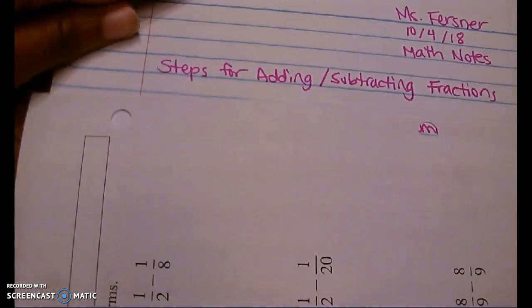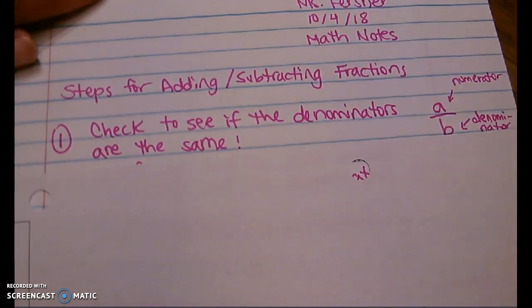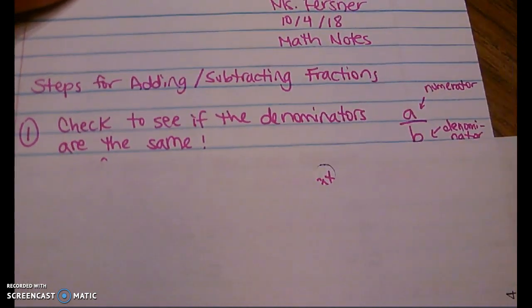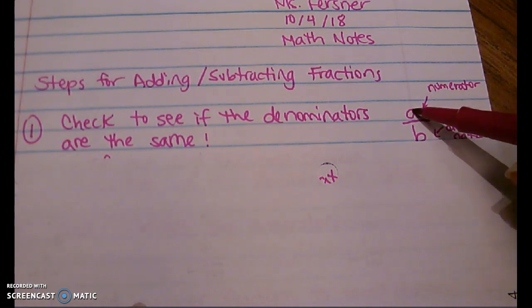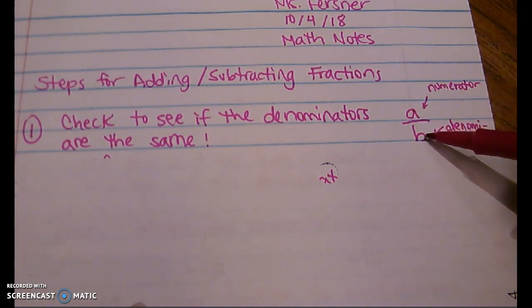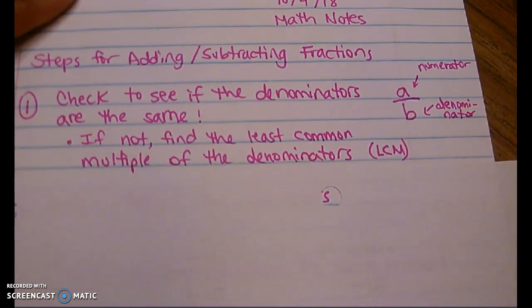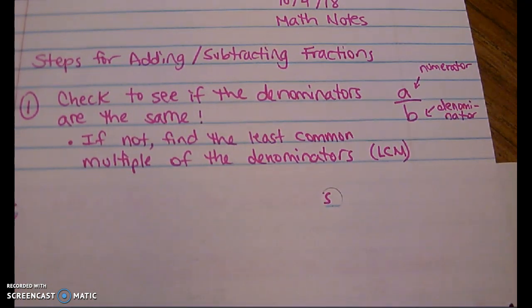Now, step 1 is going to be when you see your problem to check to see if the denominators are the same. For those of you who have forgotten, in a fraction where A is over B, A will represent the numerator and B will represent the denominator. If you have two fractions that you're either adding or subtracting, the denominators must be the same. If they are not the same, then you must find the least common multiple of the denominators. And we'll see that when we start working our problems. But for now, just go ahead and jot this down.